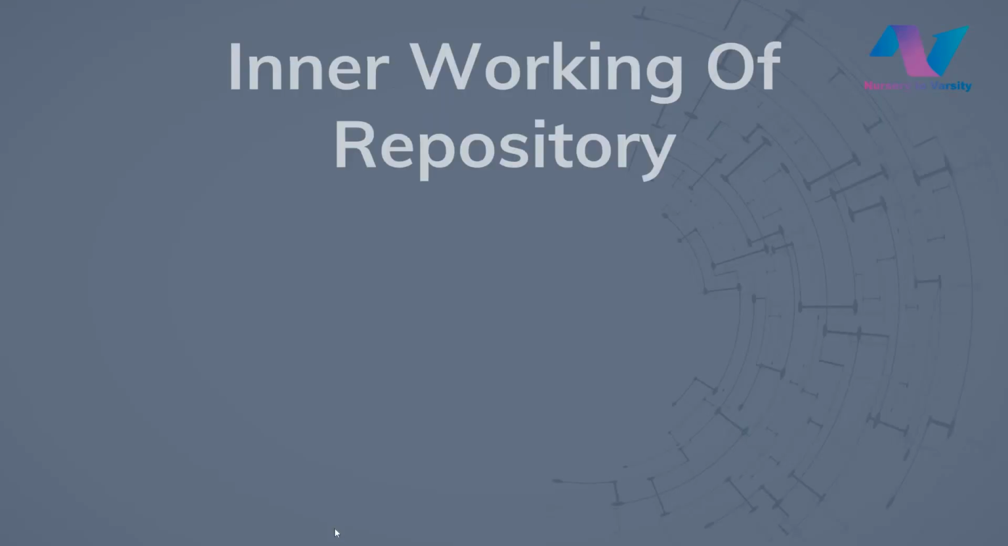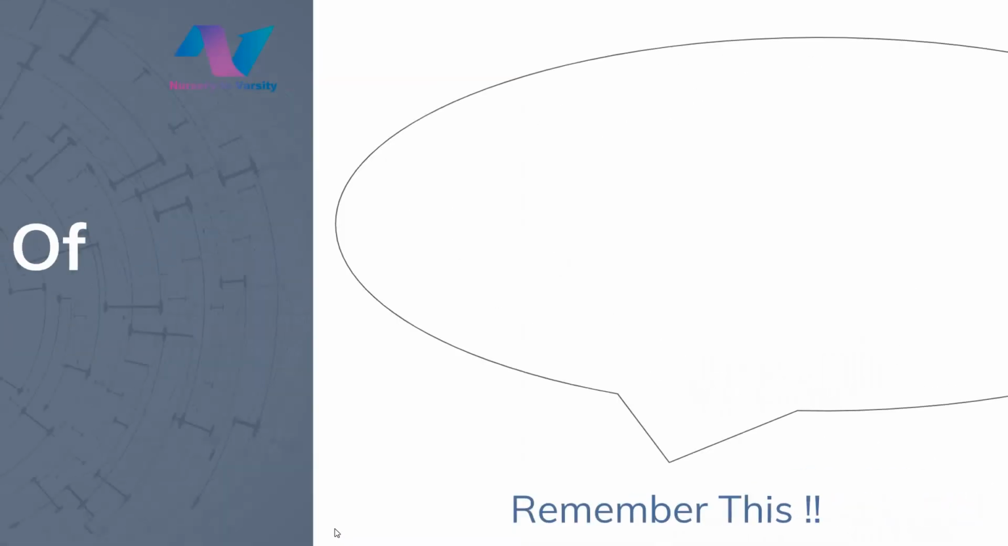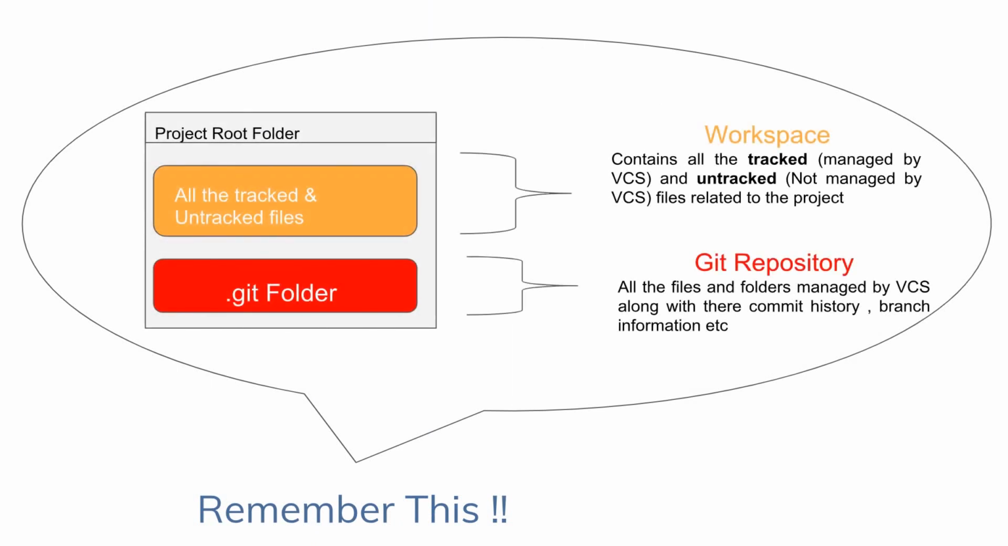Our next topic is the inner working of repositories. Do you guys remember this? In my previous videos, I told you about the inner structure of a repository, that it is divided into two parts. One is the workspace and another is the .git folder, which is our actual Git repository. Now I am going to prove my point. So let's begin.